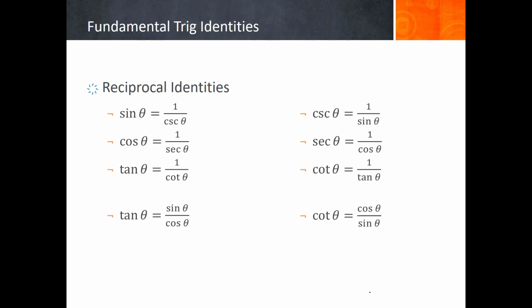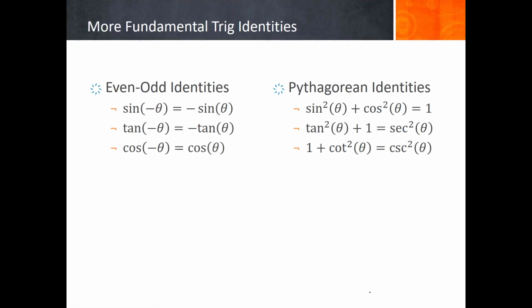Okay, we know sine is y, so cosecant is 1 over y. That was just the way it was defined. We knew they were reciprocals of each other. There's some others that we've talked about already.